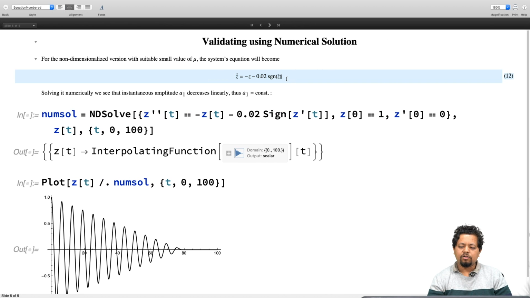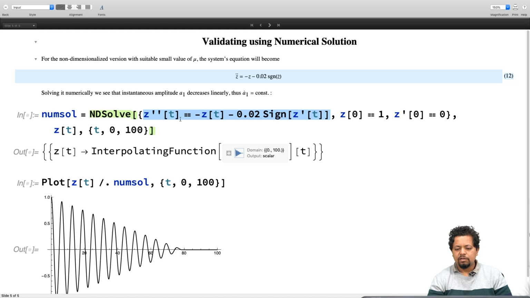This is something that we cannot solve analytically. What we have assumed here is that the damping term is small, so the coefficient we have taken is 0.02. You can go ahead and play around with this coefficient. We use NDSolve to solve this equation. We set up the equation: z double prime of t is minus z of t minus 0.02 sine of z prime of t. So this is my equation.